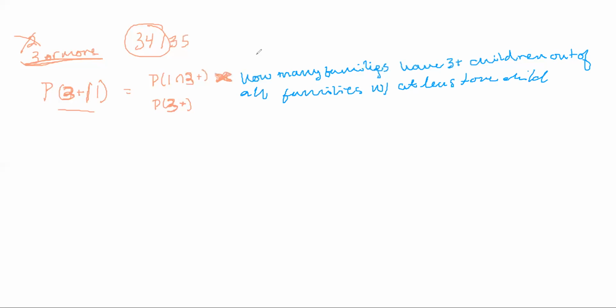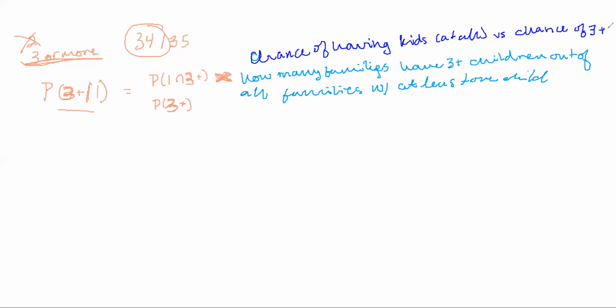So you need to find the chance of having kids at all versus the chance of 3 or more. Okay, so that's what you need to look at for this. Keep in mind that this is the same equation that we've been using. So that's what you need to compare for up here. What is that intersection? What does that look like?